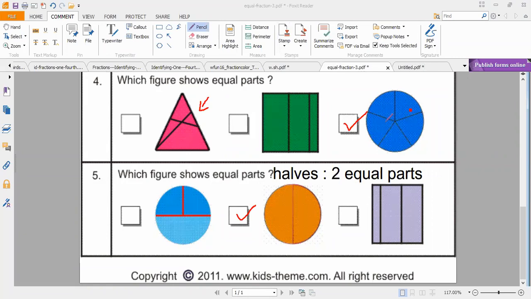Shahd, are you listening? Okay, I'm asking you, how many parts here? One, two, three. How many parts here, Shahd? Shahd, can you answer me? I cannot hear you. How many parts here? Three. Can we say that this shape has two equal parts?